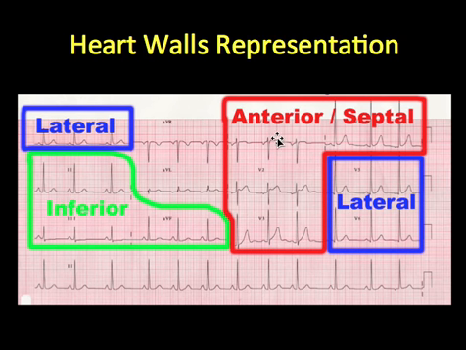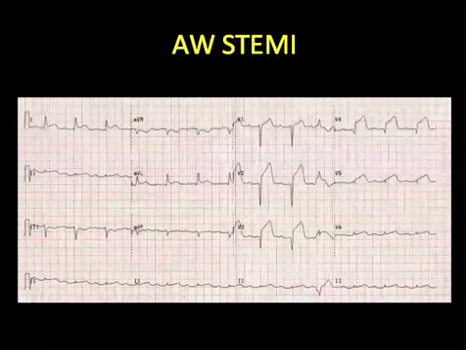If I see changes in V1, V2, V3, V4, I know the anteroseptal part is involved. If I see 1 and AVL and V5, V6 involvement, ST elevation in these leads, I will call it lateral wall MI. Or if only lead 1 and AVL is involved with other leads normal, some people call it high lateral wall MI. So it's important for us to know which leads represent which part of the heart. So let's look at some examples.